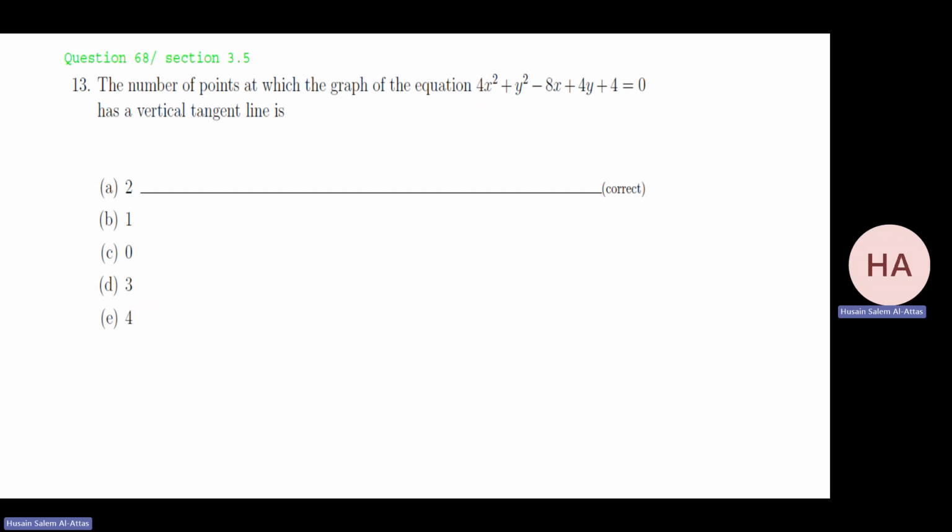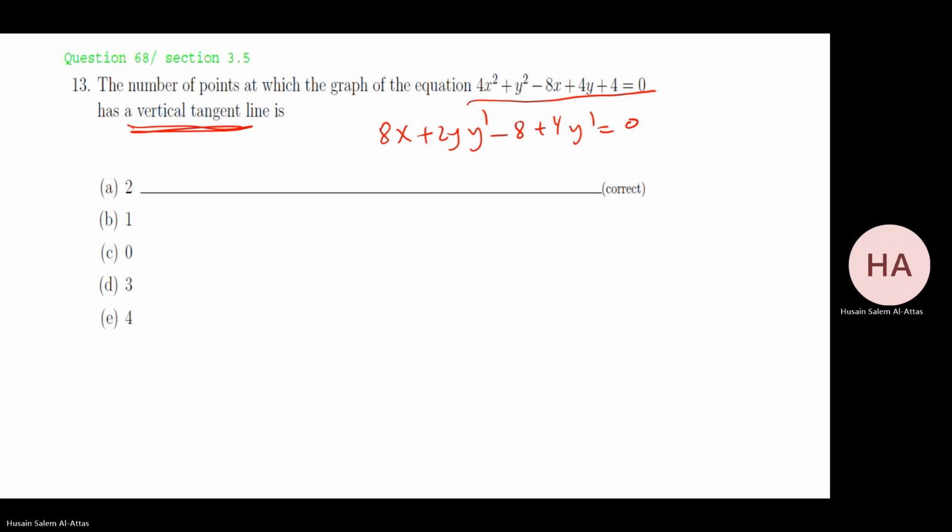The number of points in the graph of this equation that has a vertical tangent line. Vertical tangent line. Let us see what will happen. Differentiate this. I have 8x plus 2y y prime minus 8 plus 4y prime equals 0. That means I have 2y plus 4 times y prime equal 8 minus 8x. So I have y prime equal to 4 minus 4x over y plus 2.